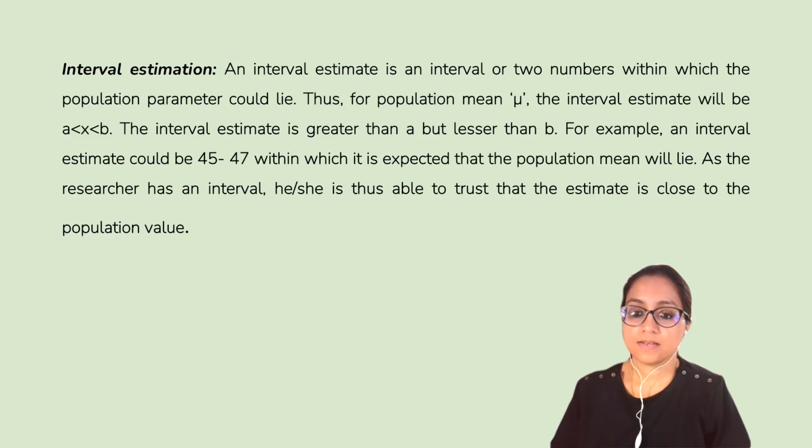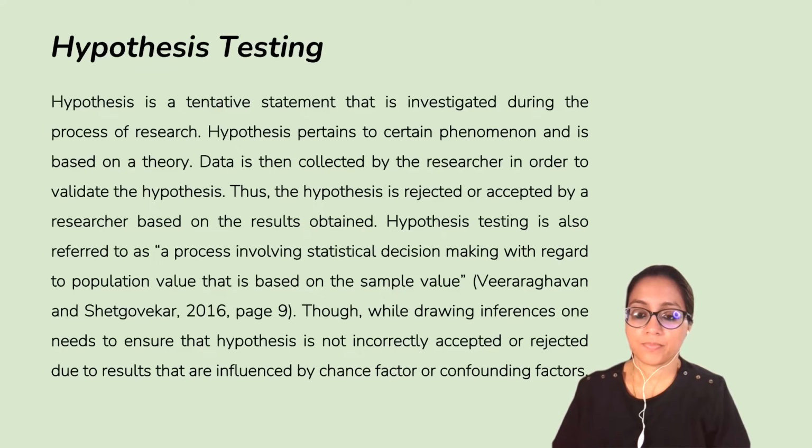As the researcher has an interval, she is able to trust that the estimate is close to the population value. So if the researcher has an interval estimate, then he can trust that the true estimate is close to the population value. The population value will lie somewhere in this interval. So this is about interval estimation.